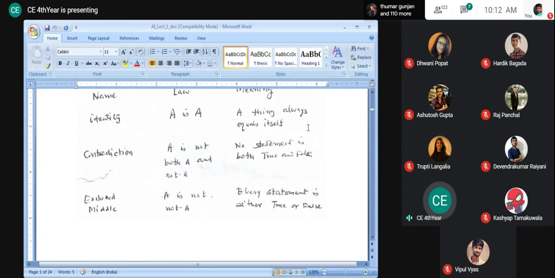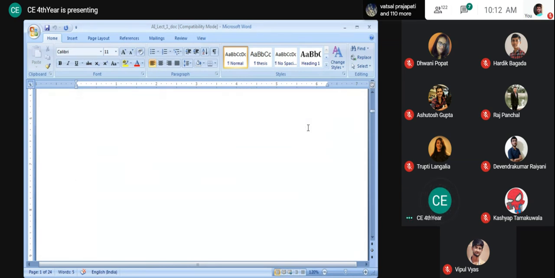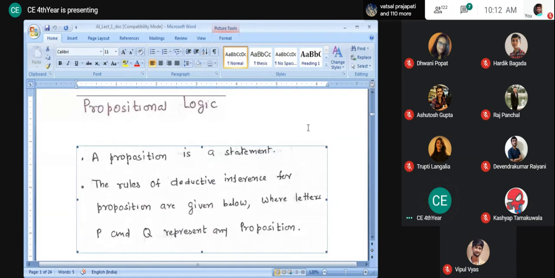Next, we move to propositional logic. Let me slowly scroll that. Already you studied this in discrete maths, also in the theory of automata and formal languages subject. This you studied. We quickly go into that. A proposition is a statement, and the rules of deductive inference for propositions have been listed below. Here letters P and Q represent any proposition, and here are the rules.